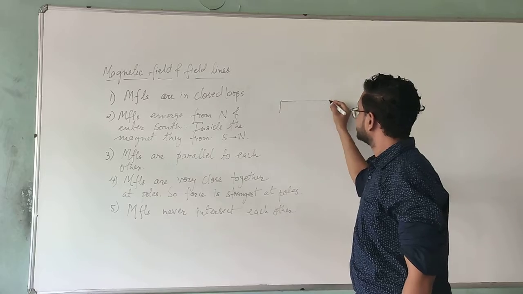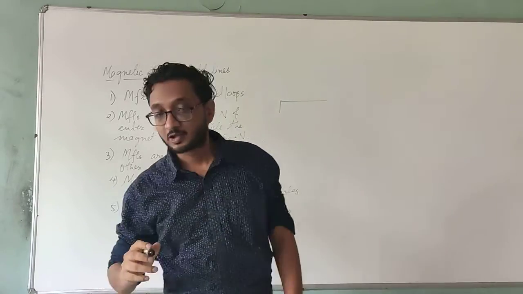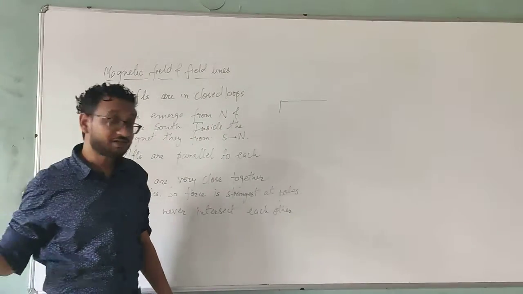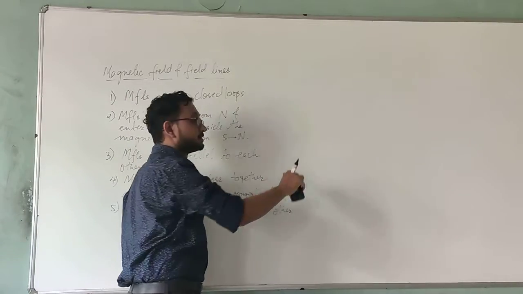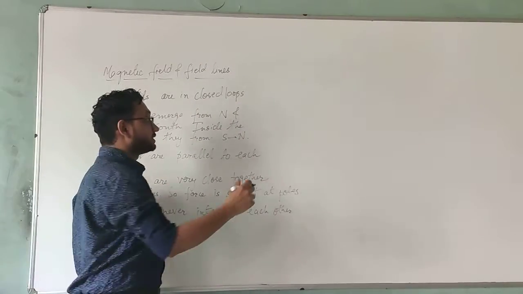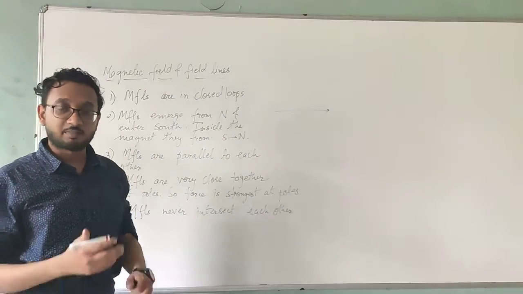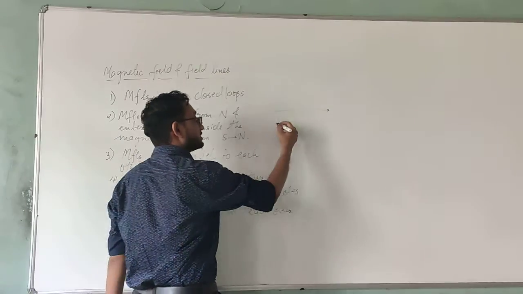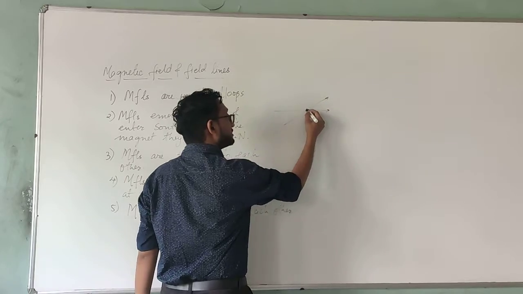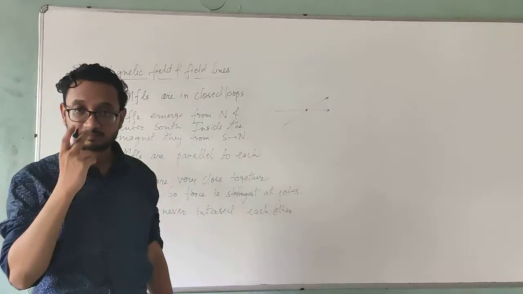So the answer is simple. Let's say that the magnetic field lines do intersect each other. Let's say that this is one of the magnetic field lines that is coming out of the magnet, and this one is also a magnetic field line coming out of the same magnet.